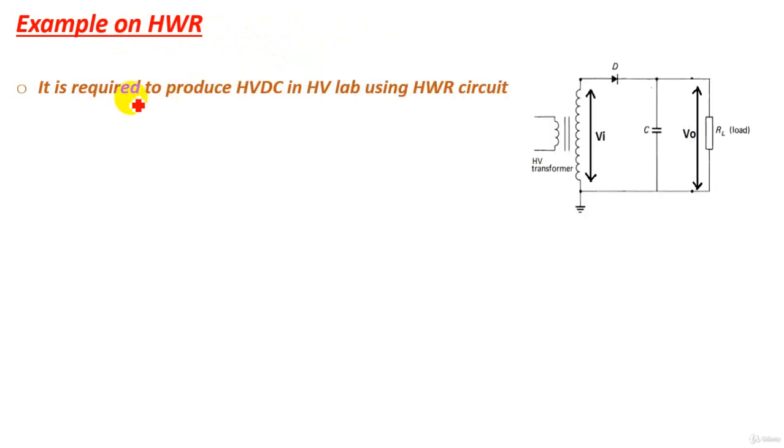So what is this example? It's required to produce high voltage DC in high voltage lab using half wave rectifier circuit as shown. This is our half wave rectifier circuit. To produce this high voltage DC using half wave rectifier circuit, we use high voltage transformer as the first step of our circuit. This high voltage transformer has a voltage ratio 250 to 250 kilovolt. This is the primary voltage and this is the secondary voltage of high voltage transformer.